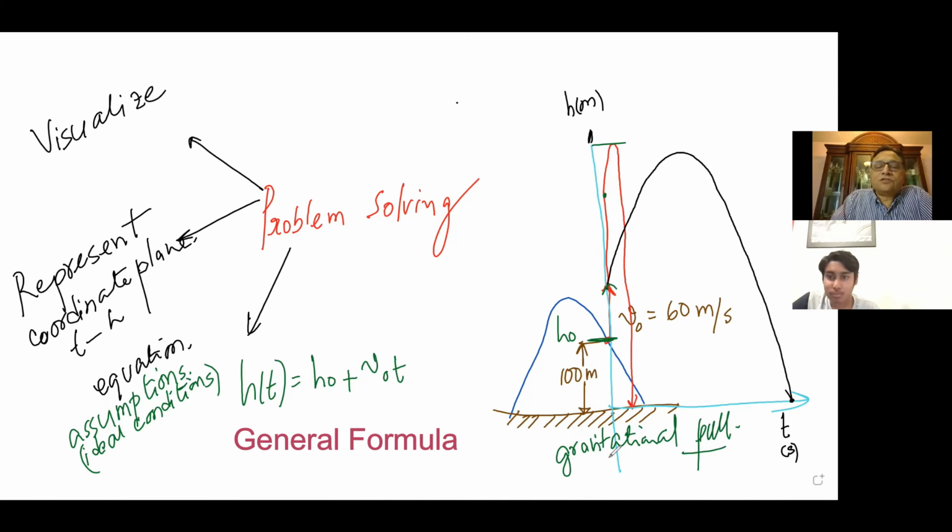G is acceleration. The acceleration with which it pulls it down is minus half gt square. At this stage, we'll not get into the derivation of minus half gt square, but we'll take this as such. So that becomes a general equation, and we can take the value of g as 9.8 meters per second square.